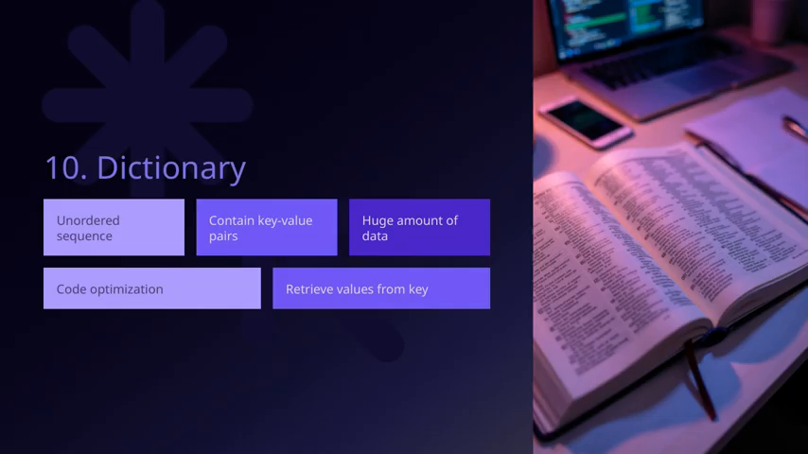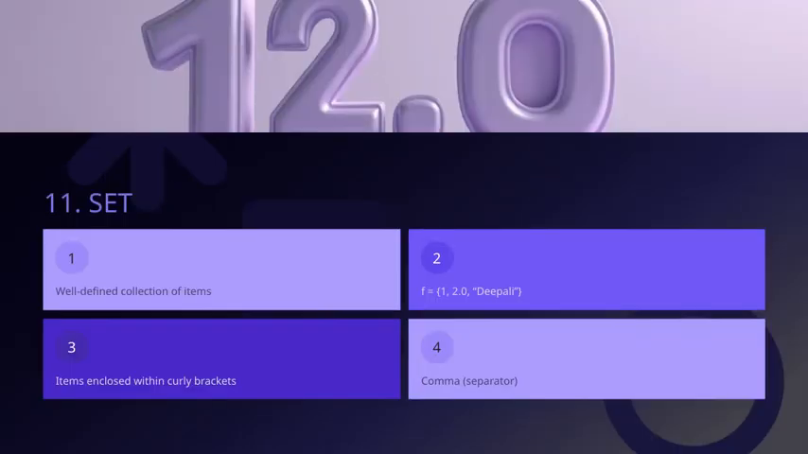Let's talk about sets, which are well-defined collections of items. When I say well-defined, I mean that we know exactly what items are included, and there's no ambiguity. Sets are usually enclosed within curly brackets like this. For example, if I have the set F equal to 1, 2, Deepali, it contains different types of items, an integer, a floating point number, and a string.